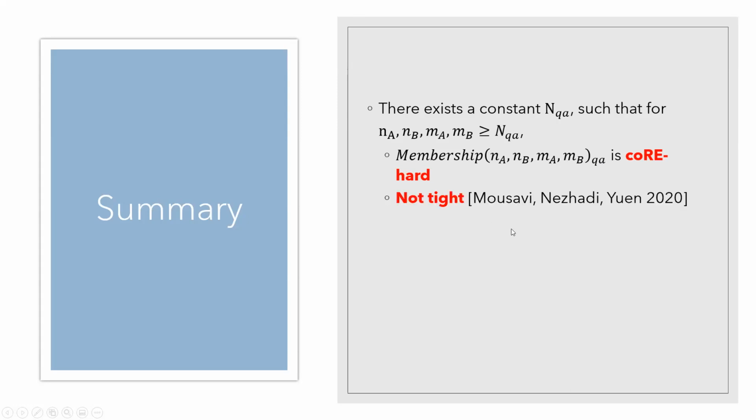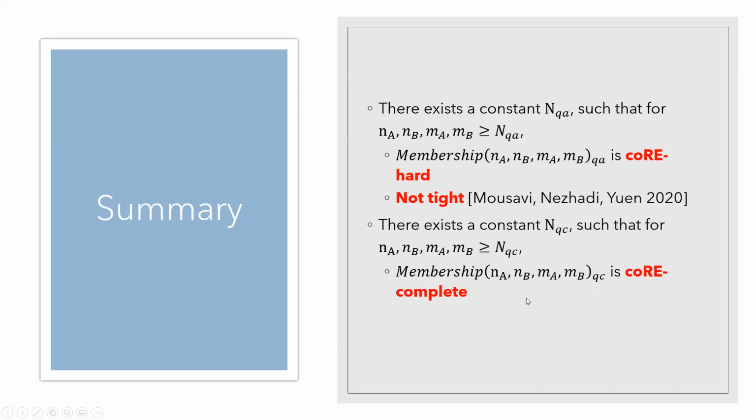But this bound is not tight, because Mousavi, Nezhadi, and Yuen proved last year that the upper bound for this problem is one level up in the arithmetical hierarchy. We leave closing this gap for future work. For the C_qc case, we prove it's co-RE hard, but this problem is actually inside co-RE, as shown by Navascués, Pironio, and Acín in the NPA hierarchy. So now we know the membership problem for fixed size C_qc correlations is co-RE complete.